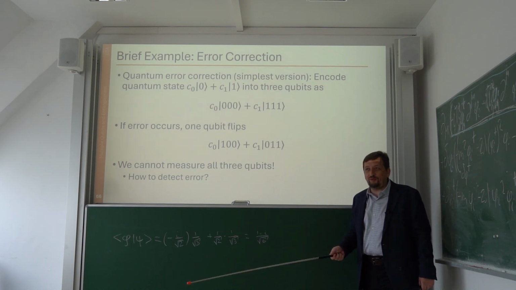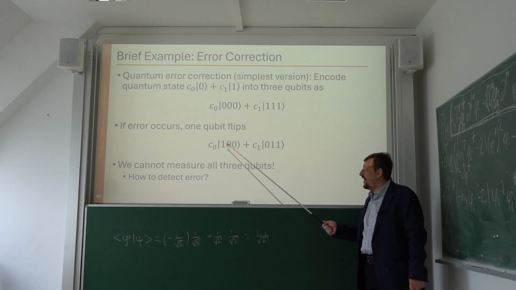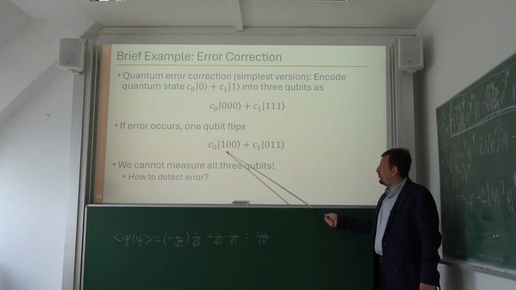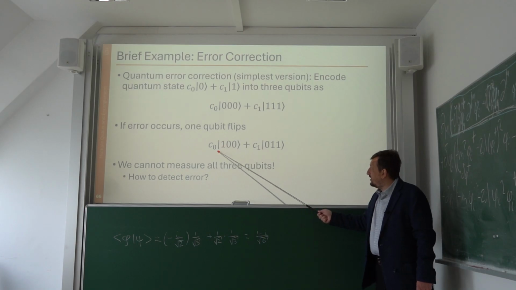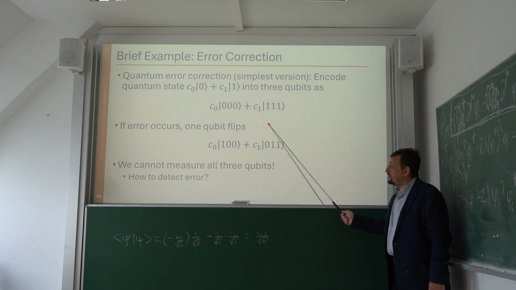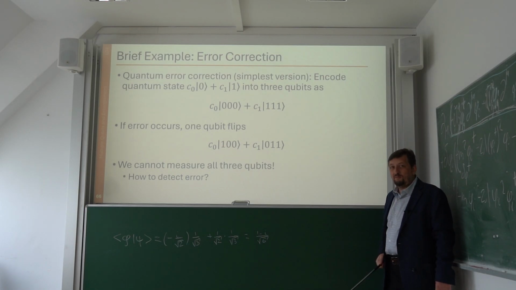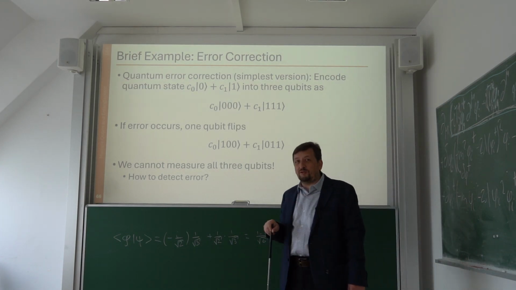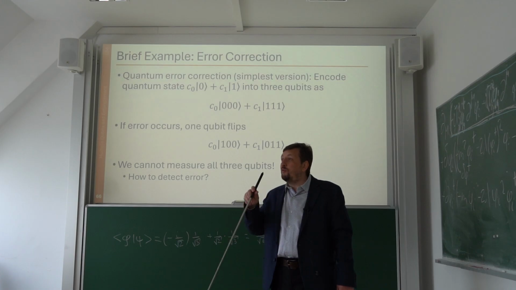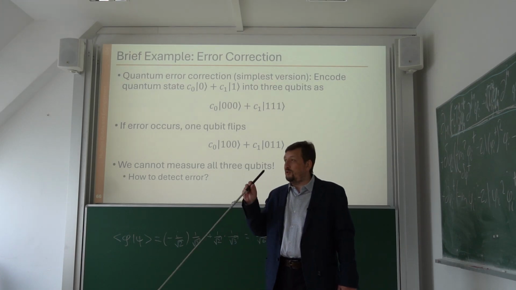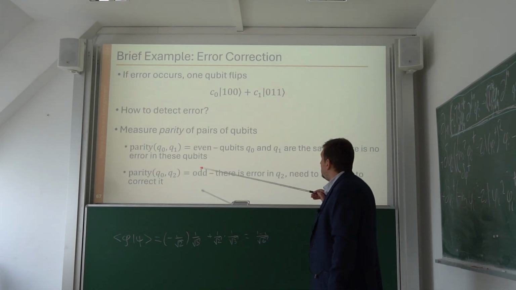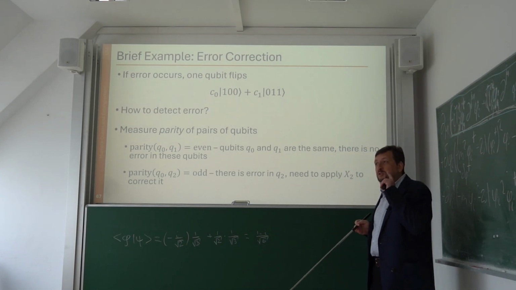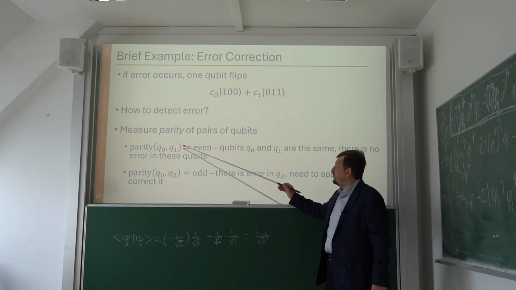But how to do it in quantum computer? We cannot read qubits, because if you read this qubit, you will get either this term or that term. Superposition will vanish because there will be collapse of the wave function. So how do we do this quantum error correction? We do it by parity check measurement. We do not measure qubits directly. We measure only parity of these qubits.